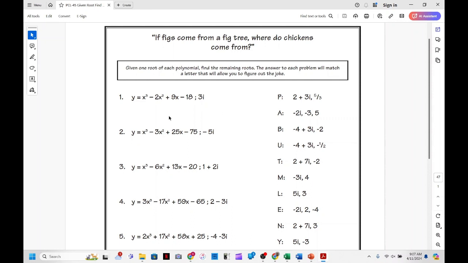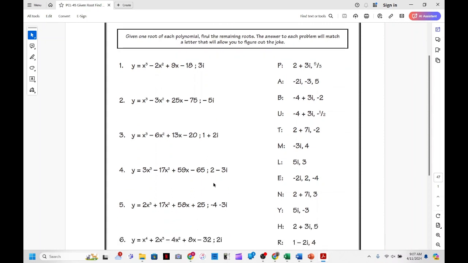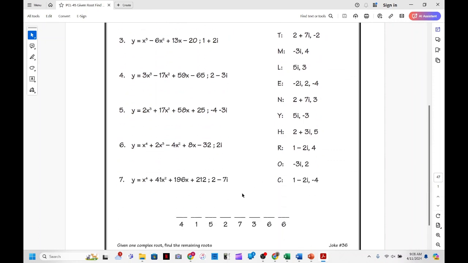But to actually get the answer, on all these problems we're given one of the roots, and these are kind of some weird roots. These are like imaginary numbers. We have to use something, probably synthetic division, to break these down and find the remaining roots. Once you've got the remaining roots, check them over on the column of answers on the right here, and whatever letter's next to that, we're just going to put that above the problem number on the slots down below here.